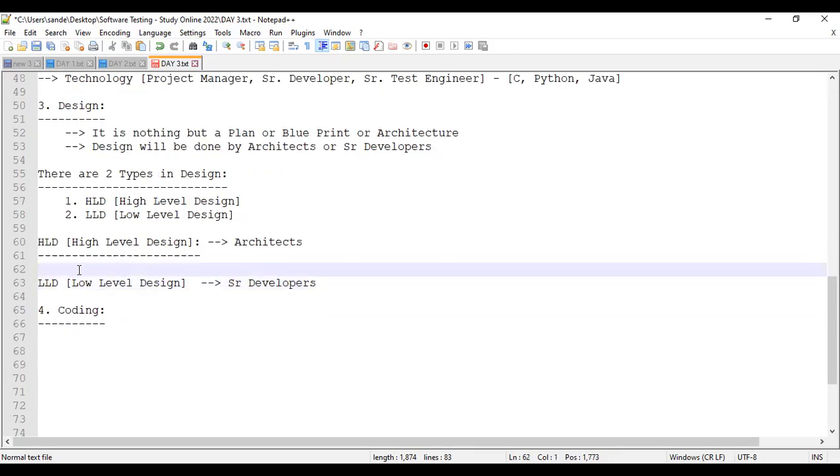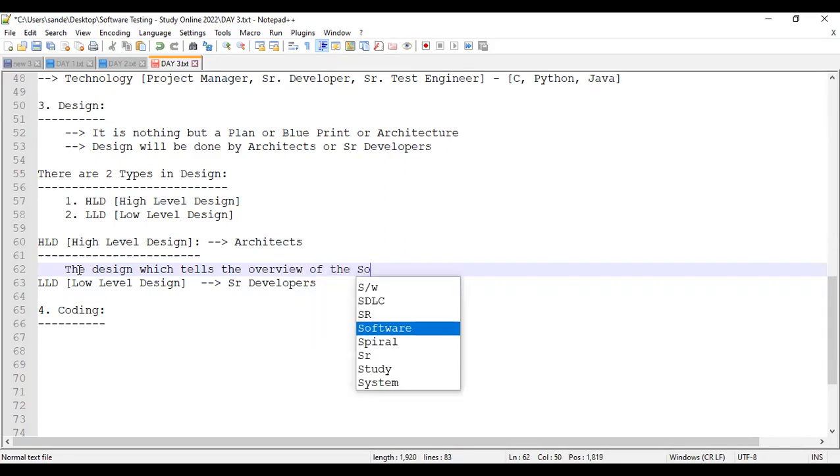Next, sir, what is high level design? Guys, many of you will get confused between high level design and low level design. Please concentrate. The design which tells the overview of the software is referred to as high level design, HLD.